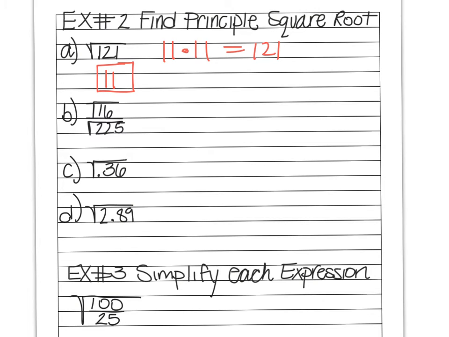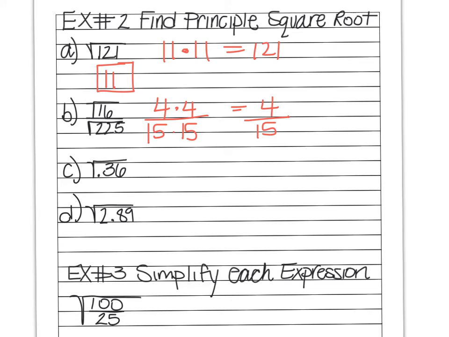Square root of 16. What times what is 16? 4 times 4. So that means the square root of 16 is just 4. 225. 15 times 15 is 225. So that means that we're just going to have 15.